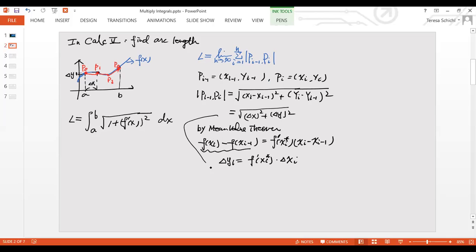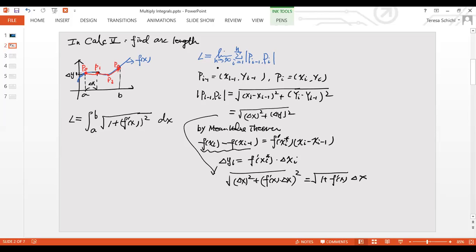So from here, we can say this is delta x squared. So what is delta y here? The delta y is f prime x times delta x, the whole thing squared, right? So now you can take the delta x out. That's why you get 1 plus f prime x squared, times delta x. So that's how we know the length here. This is just one line segment.